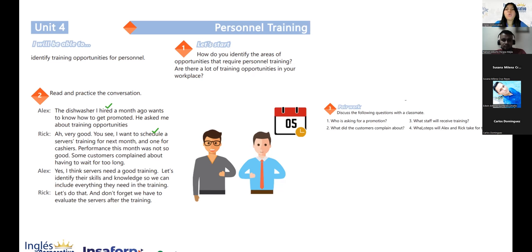And now number three, what staff will receive training? What staff? Server staff? Servers, correct. All right. And what steps will Alex and Rick take for the training? What are the steps that they will take for the training? Evaluate the server. Identify their skill and knowledge. Exactly. They first will identify their skills and knowledge, so we can include everything that they need in the training. That is correct. Exactly. All right. So let's move.